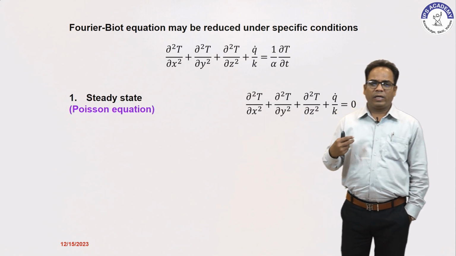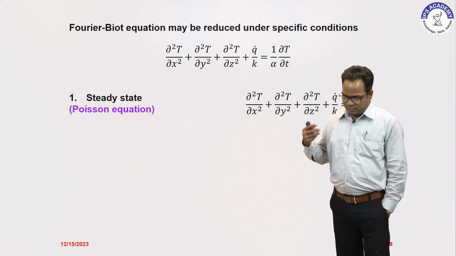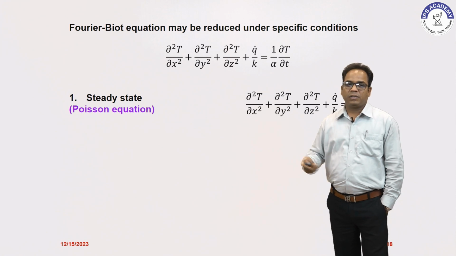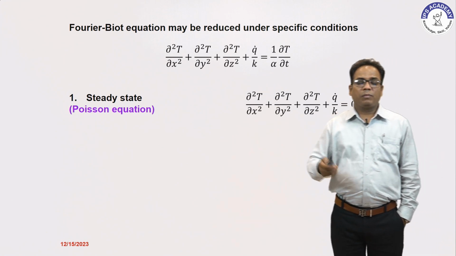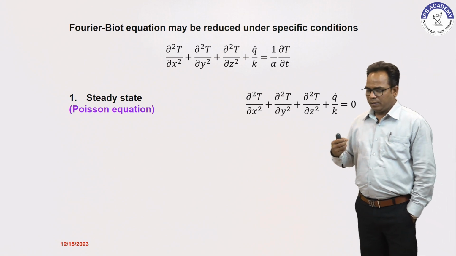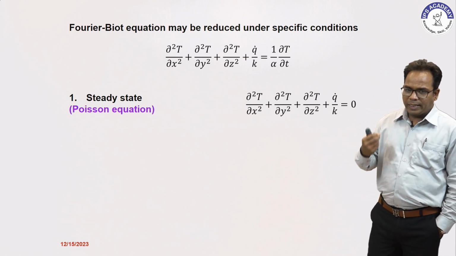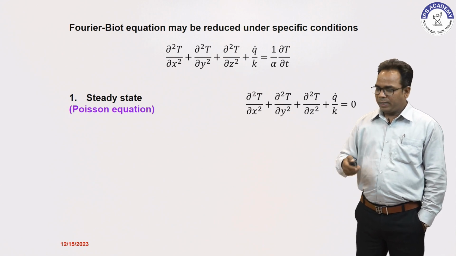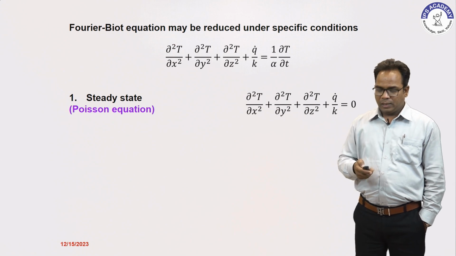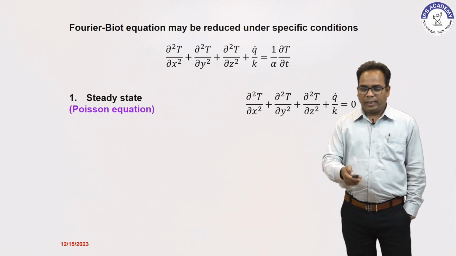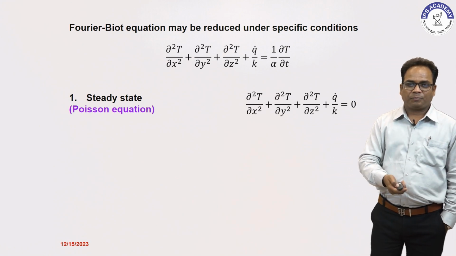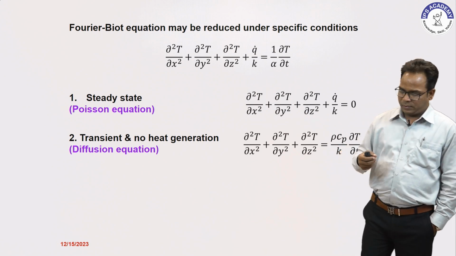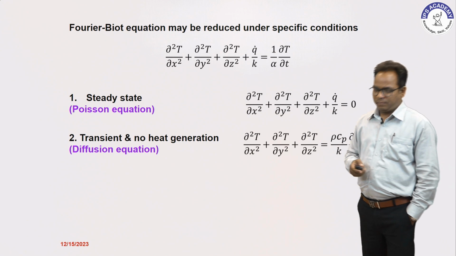So as I said, the Fourier-Biot equation may be reduced under specific conditions or by assuming various assumptions. So we assume steady state. Let's consider a case in which heat is transferred in all directions and heat is also generated, but the system is at steady state. This type of equation is known as the Poisson equation.